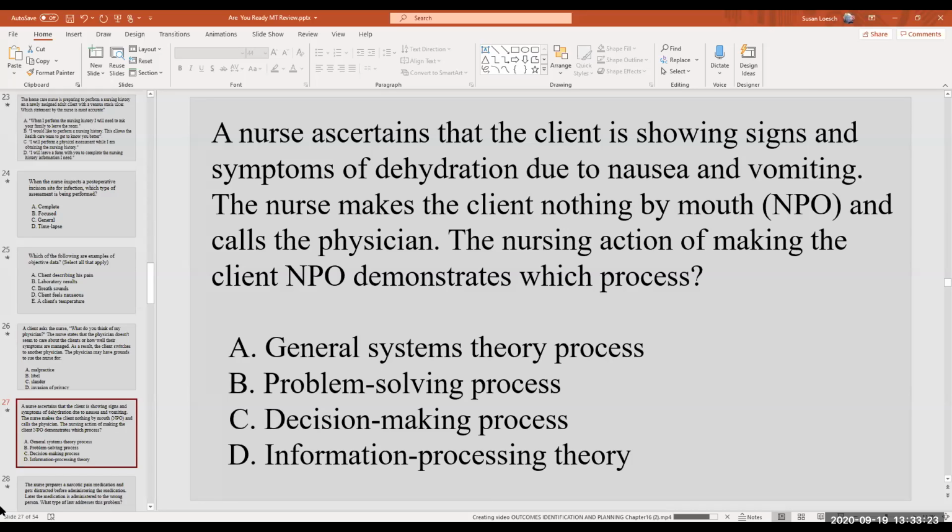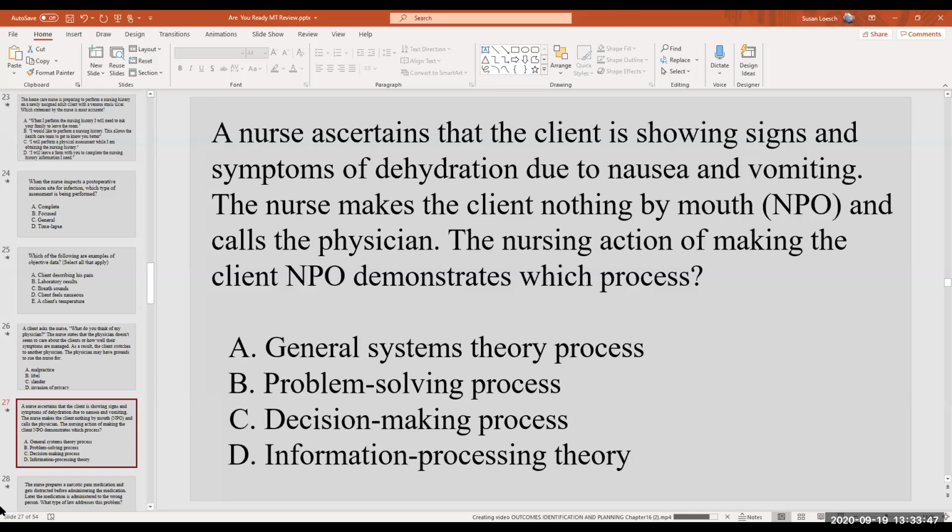The nursing process is similar to that, okay? It's a problem-solving process, and we use a nursing process to do it. We assess, we diagnose, we plan, we implement. So that's just kind of an example of one type of way that we use the problem-solving process.